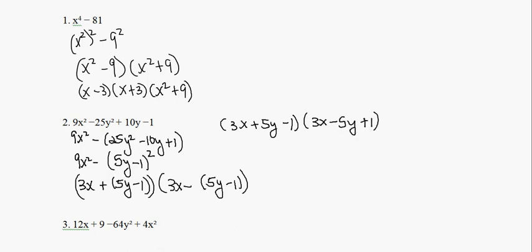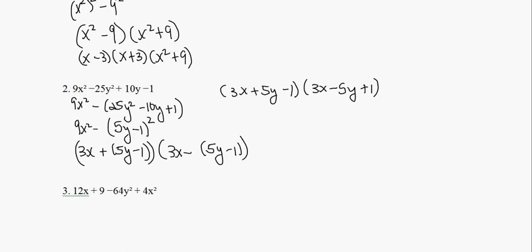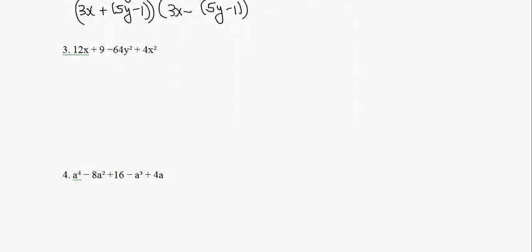Number 3 is similar, except in this case I messed with the order just to mess with you. So here's a 12x, here's a 4x squared, so those two clearly need to go together. So I'm going to put this 4x squared up front. So I get 4x squared plus 12x plus 9 minus 64y squared.